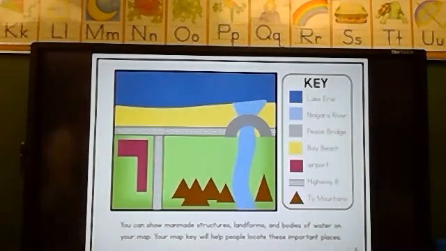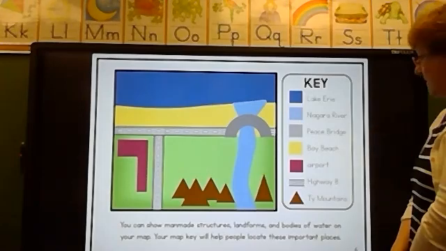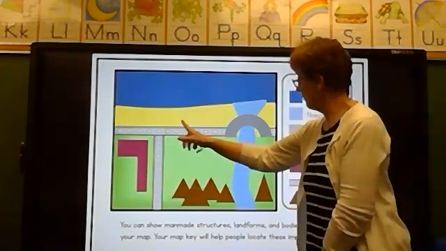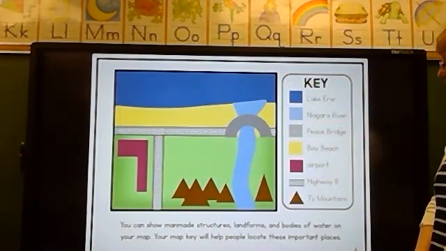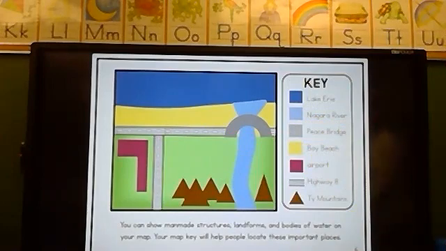You can show man-made structures, landforms, and bodies of water on your map. Your map key will help locate these important places, all right? So I see a map. It has a man-made structure, the road, okay? It also has some other features on it, which I'm not quite sure what they are.